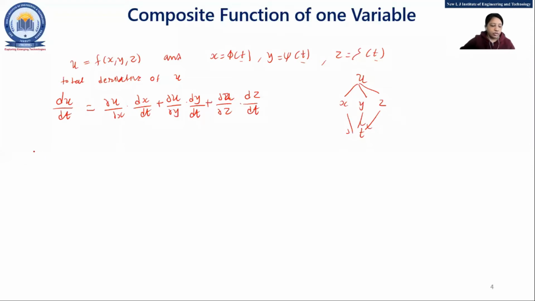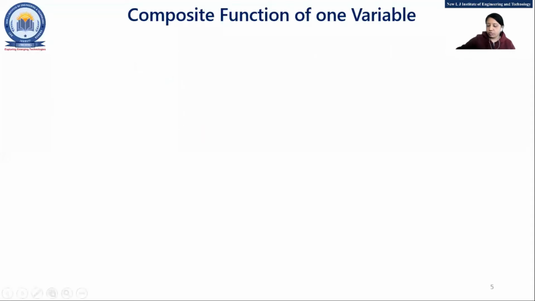Now in the same way, the example for that one. Suppose u equal to x square plus y square plus z square, where x equal to e raised to t, y equal to e raised to t sin t, and z equal to e raised to t cos t. Now find out the du by dt. Simple.